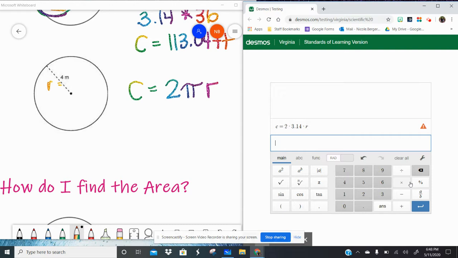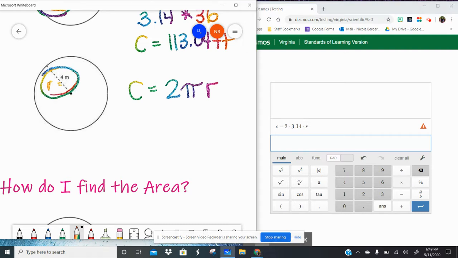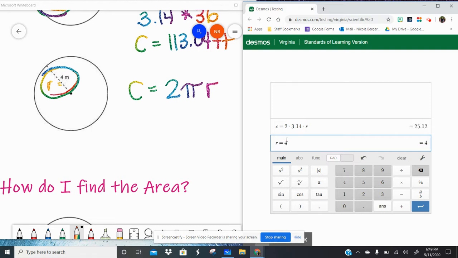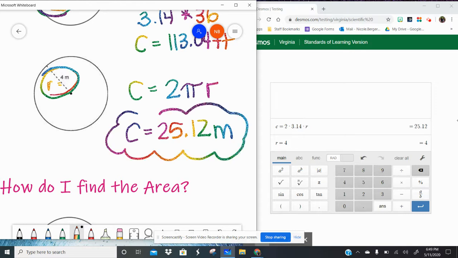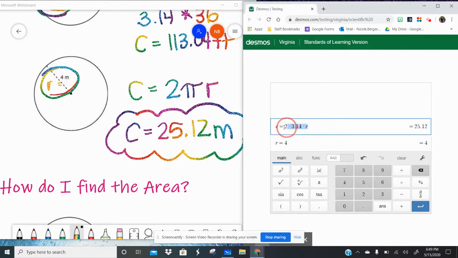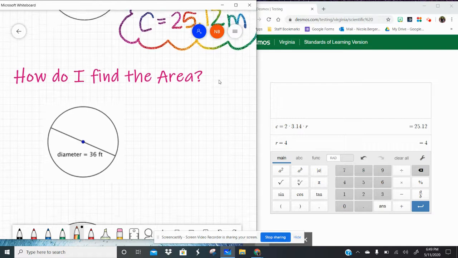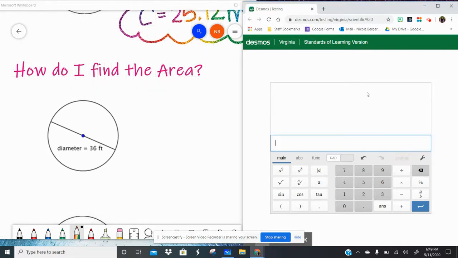Circumference equals 2 times 3.14 times r, right? I type in the formula. Well, the radius is 4 meters, so I tell the calculator r equals 4. And boom, right there, 25.12. So circumference is 25.12 meters long. It is literally that simple, right? You just plug in the formula, plug in what you know, and it'll solve for what you do not know. Easy peasy. So let's start looking at area.